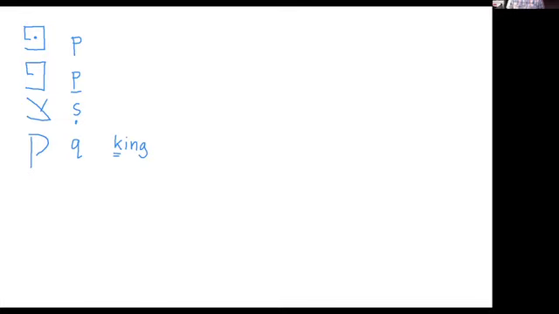Then we got the Resh, that is simple. It's the R. The Sin has a dot on the left side. And this one has a dot above. And you have the Shin with the dot on the right side, and it has this upside down accent.